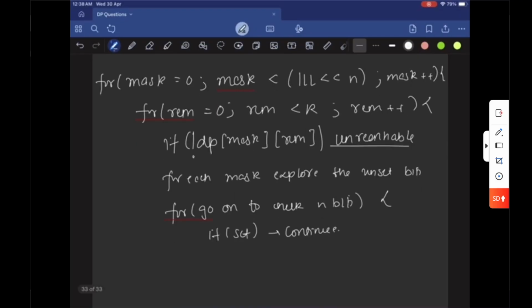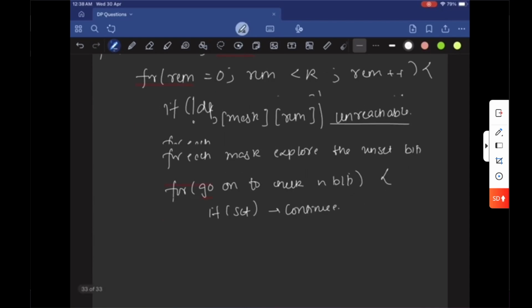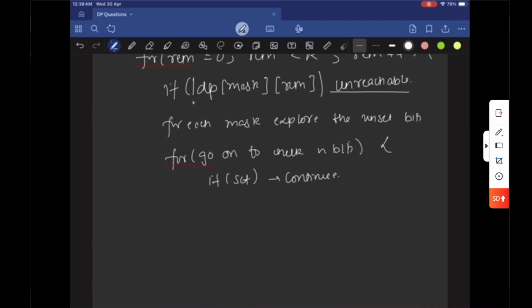This is totally unreachable. Sorry for the handwriting. This is reachable. So if it is reachable, then why don't we go ahead and explore more? What would it affect? It would affect mask's ith bit, isn't it? And what would be the new remainder? This would be true.